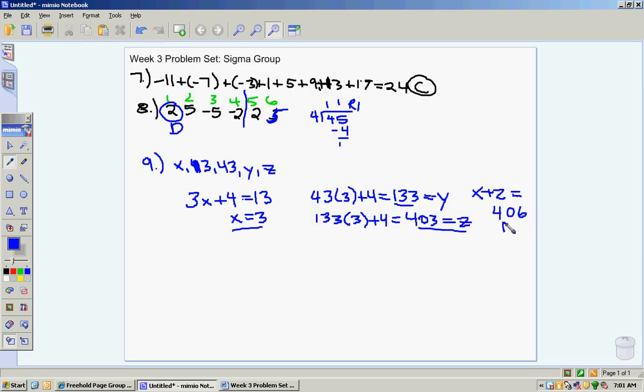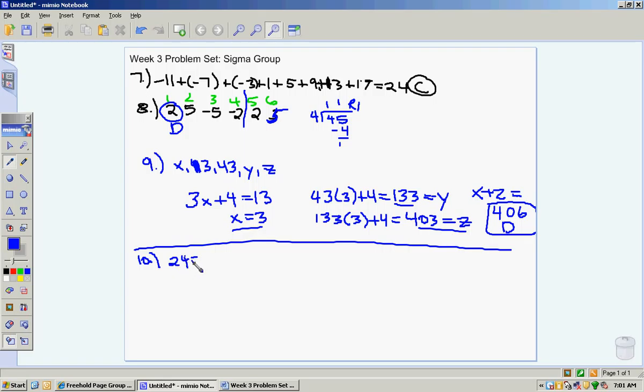Okay. Going on to 10. In 10, we're talking about the factors of 24, which we can just list out. Any number that multiplies to make 24. Okay, that's 1, 2, 3, 4, 6, 12, and 24. And then the factors of 30: 1, 2, 3, 5, 6, 10, 15, and 30. And we're looking for the intersection, the numbers that they have in common.